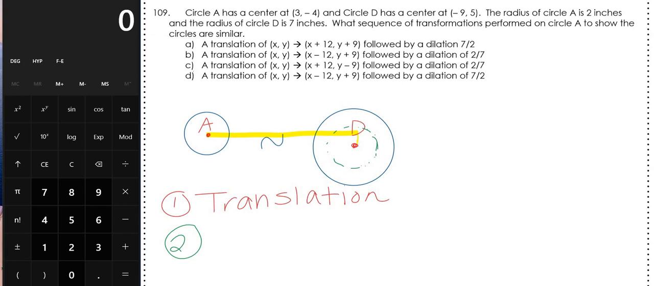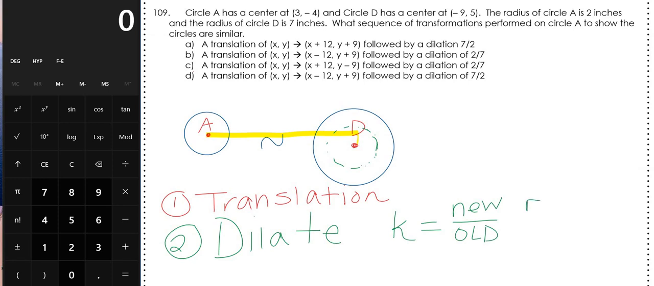So smaller circle A inside of larger circle D. When I dilate, I have to think about, well, what do I dilate by? What's my scale factor? To figure out your scale factor, which we've done before, it's new over old. You're going to use the length of the radius, the new radius over the old radius. Let's take a look in our problem to see which of the two transformations they want to do first. Usually it's the translation, and then let's think about how we dilate.